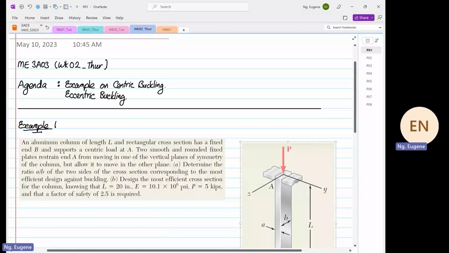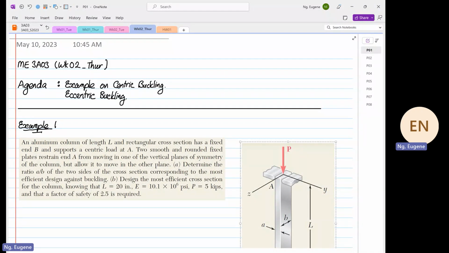Week 2 Thursday asynchronous lecture. So today we're going to go through 2 examples of centric buckling, and then we're going to talk about eccentric buckling, the theory of eccentric buckling. So let's look at example number 1.